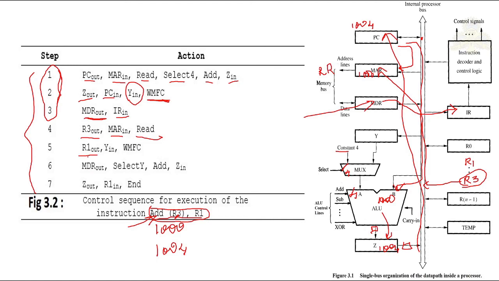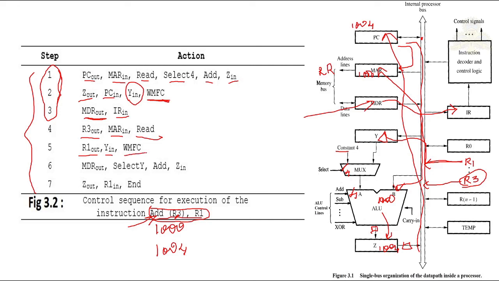In the meantime, we can get the other operand which is present in R1. So in the fifth step, we will do R1 out. So the content of R1 is now present on the internal processor bus. Then we have Y in, we have to add, right? Whatever the contents of R1, it will be moved out to the internal bus, and from there it will move to the Y register. Okay, Y in, that means the content has been moved to Y.